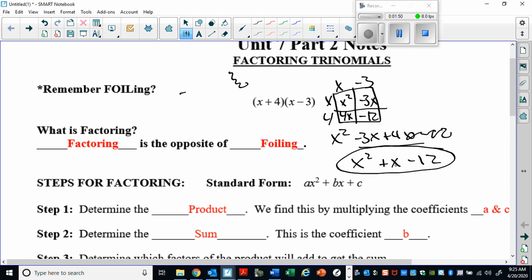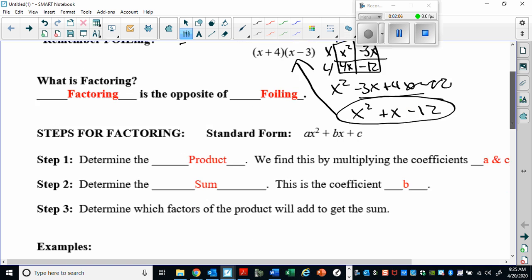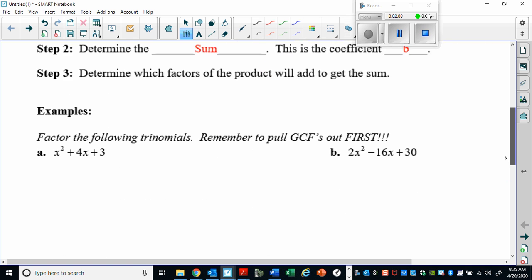When you factor, you want to take this answer and turn it into that. We're going to take something that looks like this and turn it into two sets of parentheses. To do that, there's a process. Let's just go straight to the process.